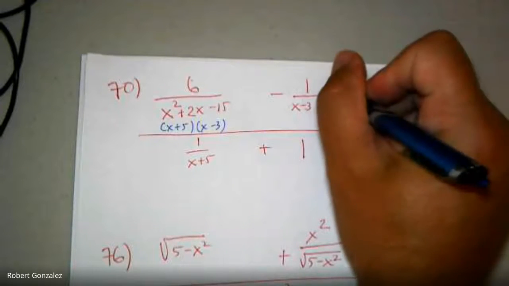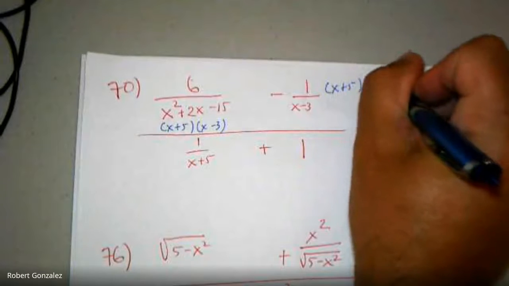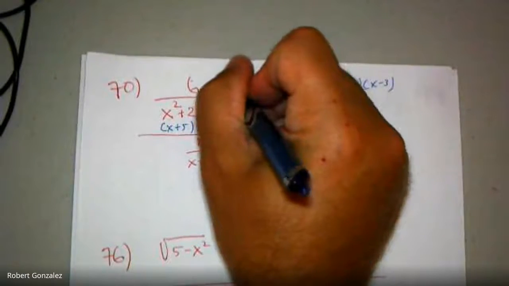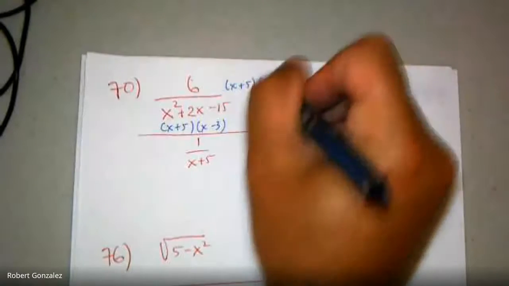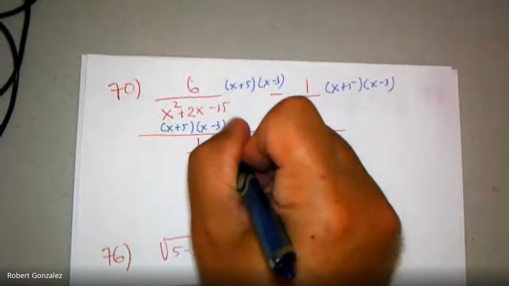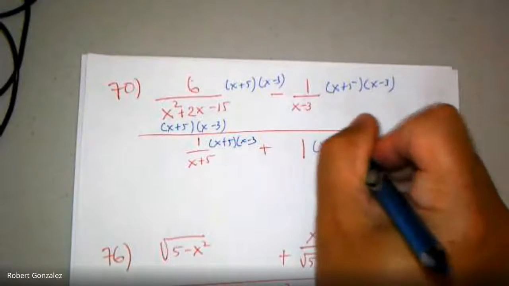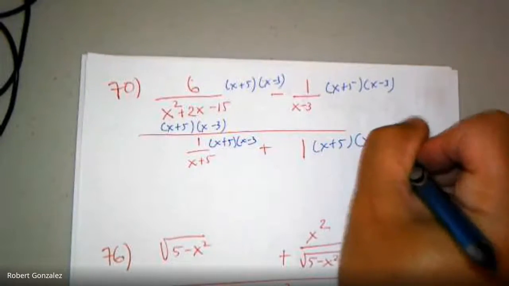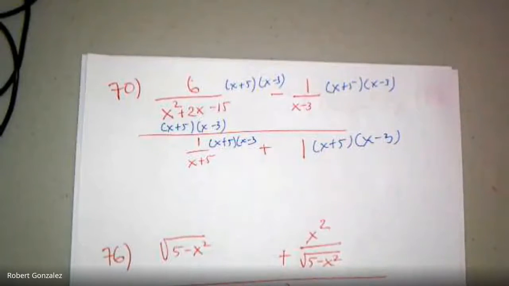It looks like our least common denominator is x plus 5, x minus 3. I'm going to put that for each term. I'm distributing already. X plus 5, x minus 3, x plus 5, x minus 3. Now, before I go any farther, do you understand what I just did?